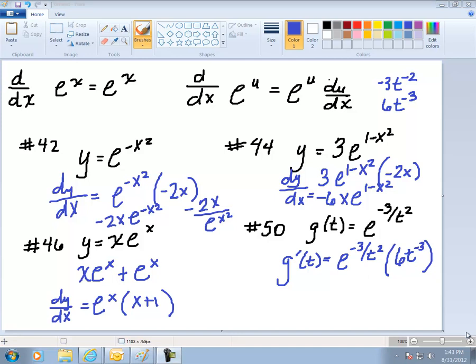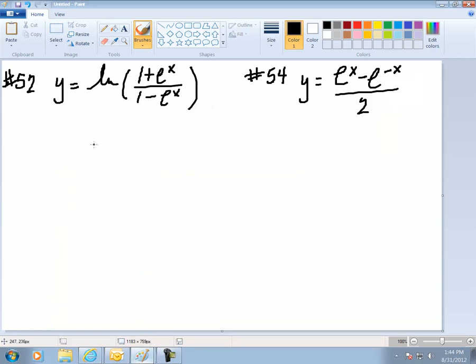So for my final answer, I can write this as 6 over, okay, so 6 is going to stay in the numerator, t cubed in the denominator, right? I'm going to drop that down to the denominator so it becomes positive. I'm going to drop this down to the denominator so it becomes positive. 3 over t squared. Now I have two more examples, okay?